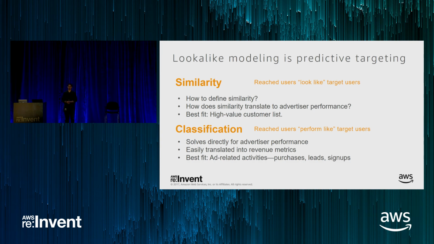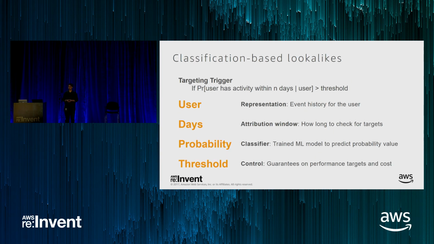Classification-based lookalike modeling now talks about performance. So now the users perform like the target users. We can then solve for the direct advertiser problem, like conversions. This can then be easily translated into revenue and the budget that you'll be interested in, and we can compute ROI based on the model. And this is a great fit for activities that we see in the DoubleClick Bid Manager data, such as purchases, leads, and signups, and other sorts of things, usually targeted by pixels.